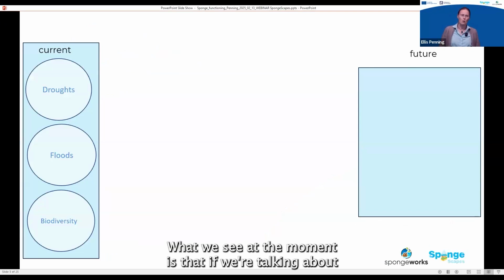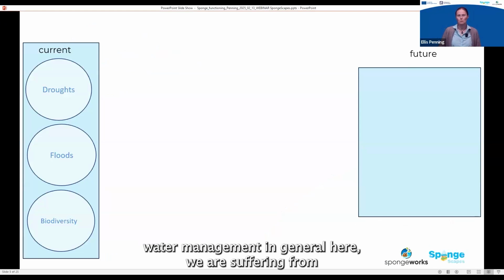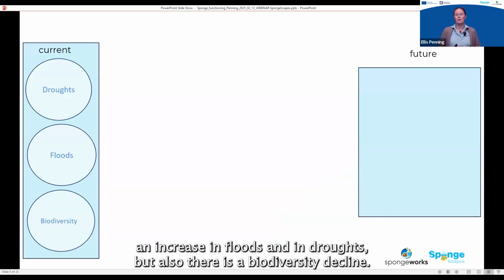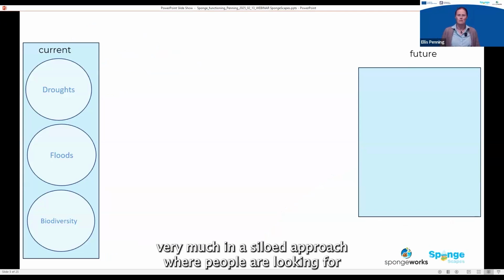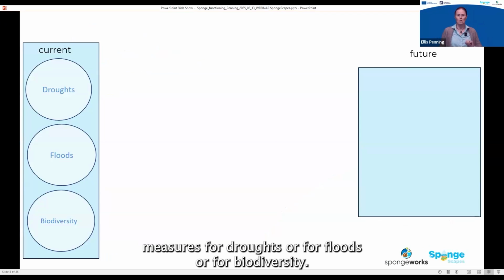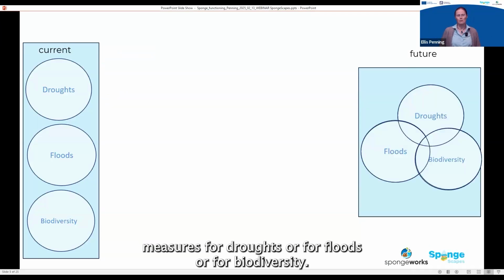What we see at the moment is that if we're talking about water management in general, we are suffering from an increase in floods and in droughts, but also there's a biodiversity decline. And a lot of people are working on these topics, but it's still often very much in a siloed approach where people are looking for measures for droughts or for floods or for biodiversity.